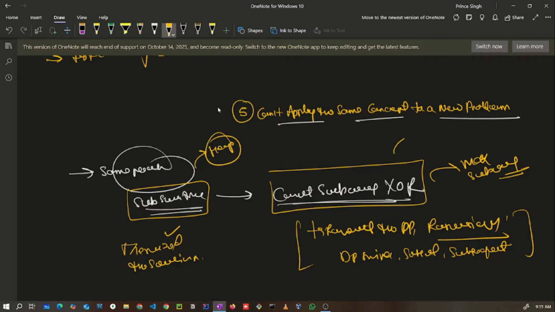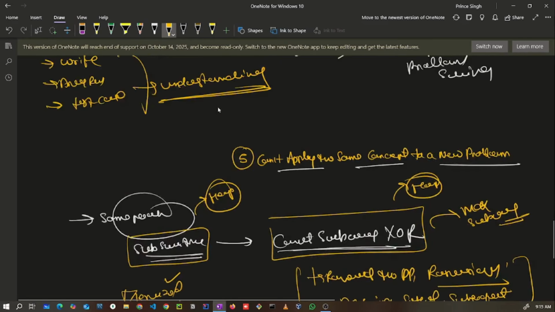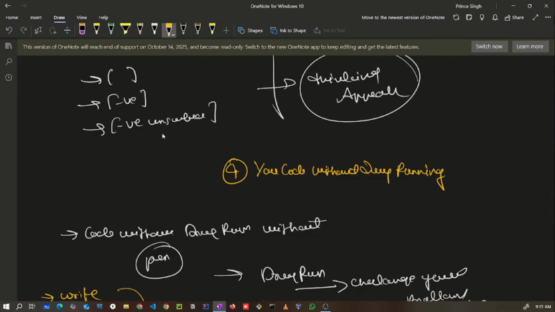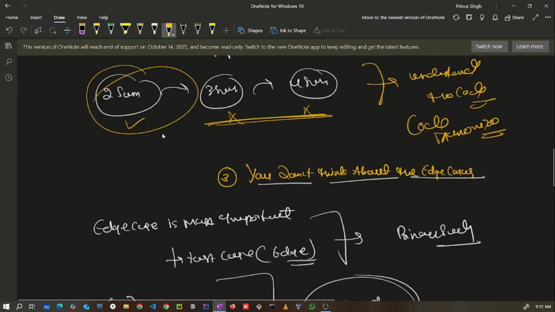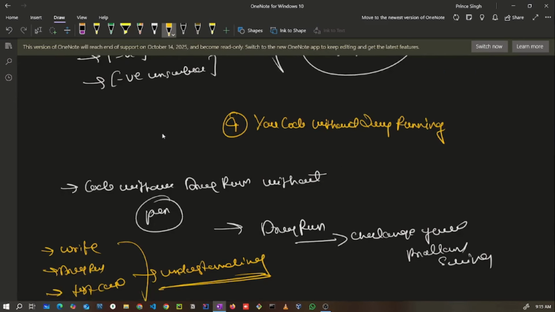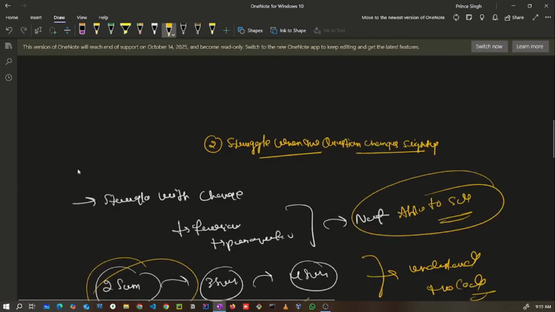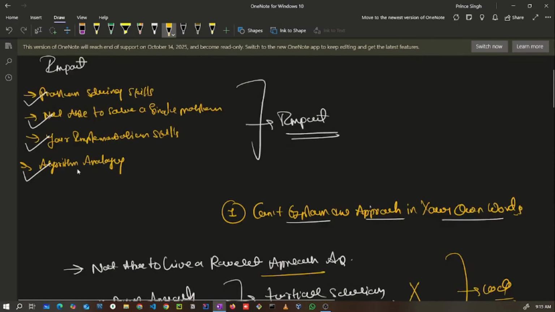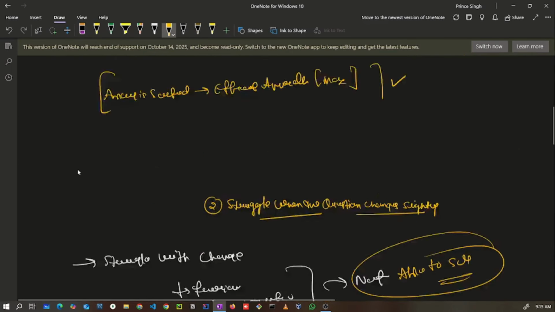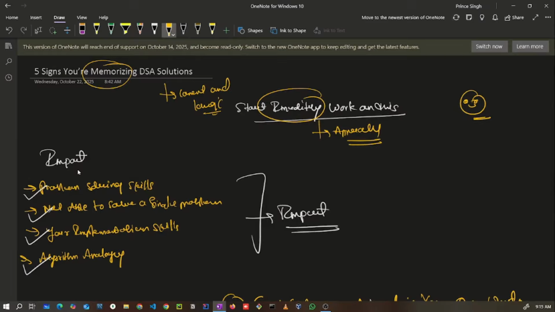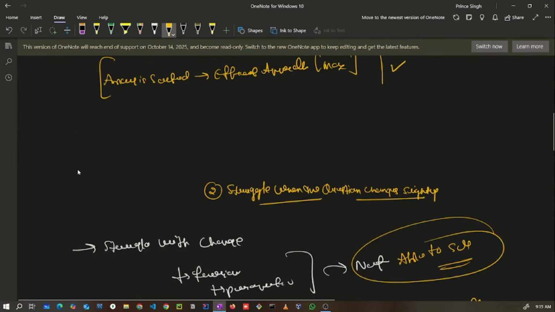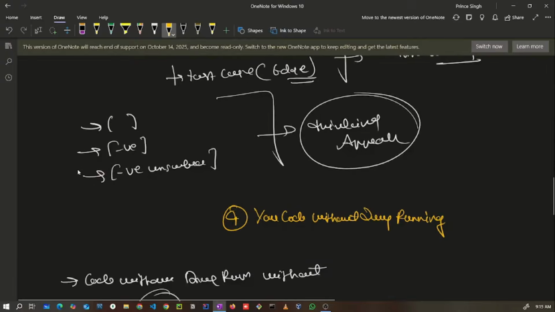So if you are doing this kind of thing, then again it indicates you are memorizing the solution instead of understanding the things, right? So these are the top 5 common problems, or you can say common mistakes, or common signs that indicate you might be memorizing the solution, that's why you are not able to solve any single problem on your own. Even if by chance you solve it, you are not able to repeat it after 2 days, 3 days, or after a week, right?